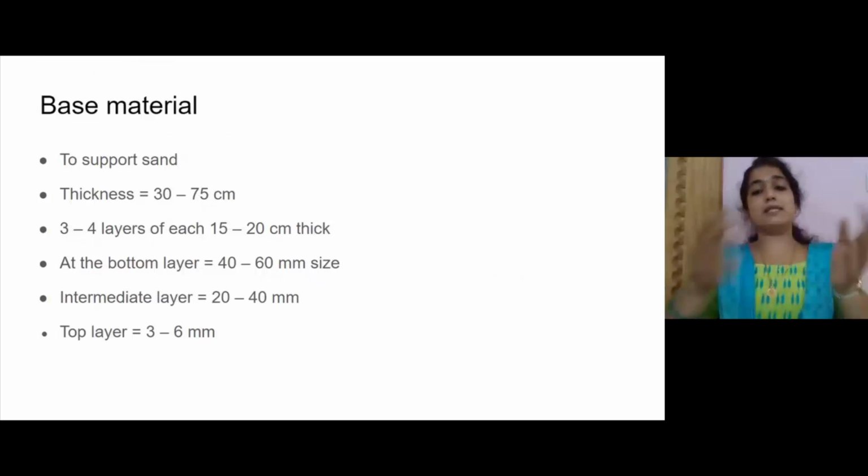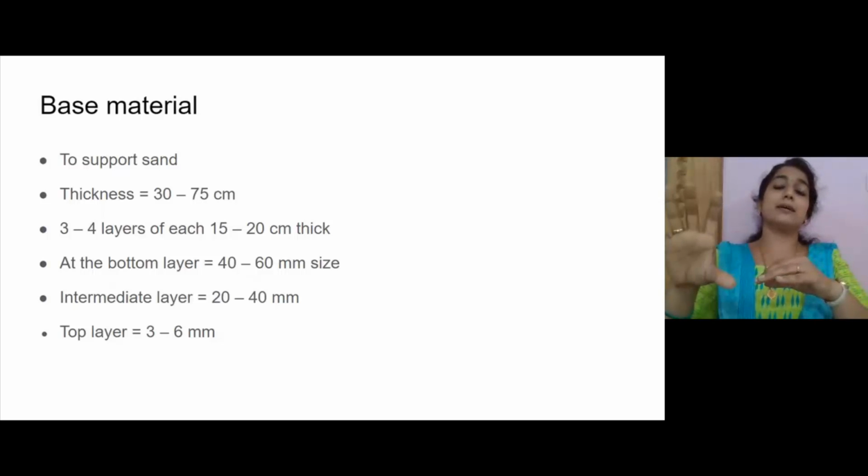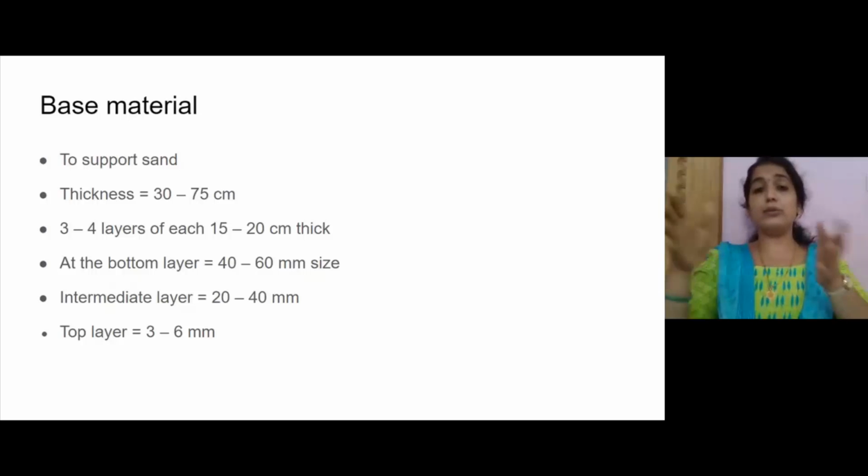Then the base material. The base material is the supporting arrangement, that is the gravel for supporting the sand layer, the filter media. The thickness should be 30 to 75 mm, arranged in 3 to 4 layers, each with a thickness of 10 to 15 centimeters or 15 to 20 centimeters. At the bottom layer, the size of the gravel should be 40 to 60 mm, and for an intermediate layer, a gravel size of 20 to 40 mm.